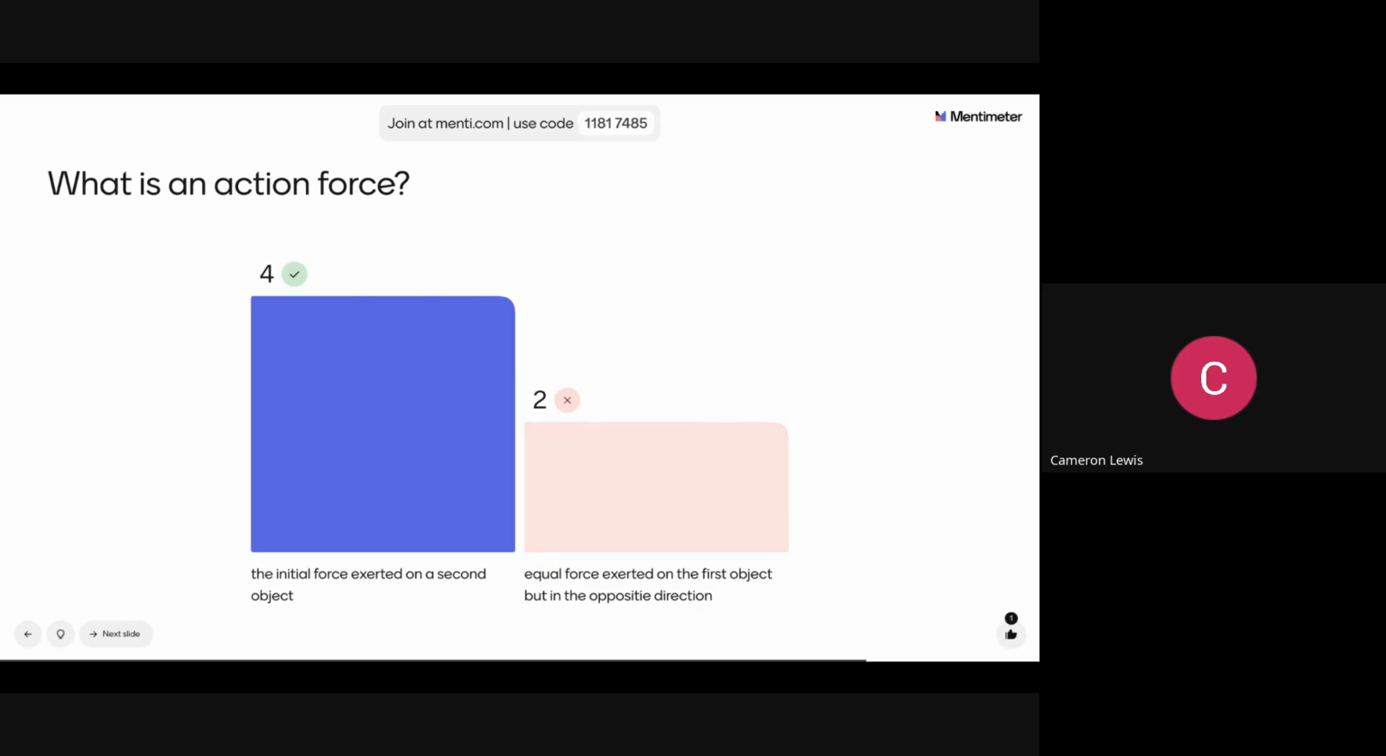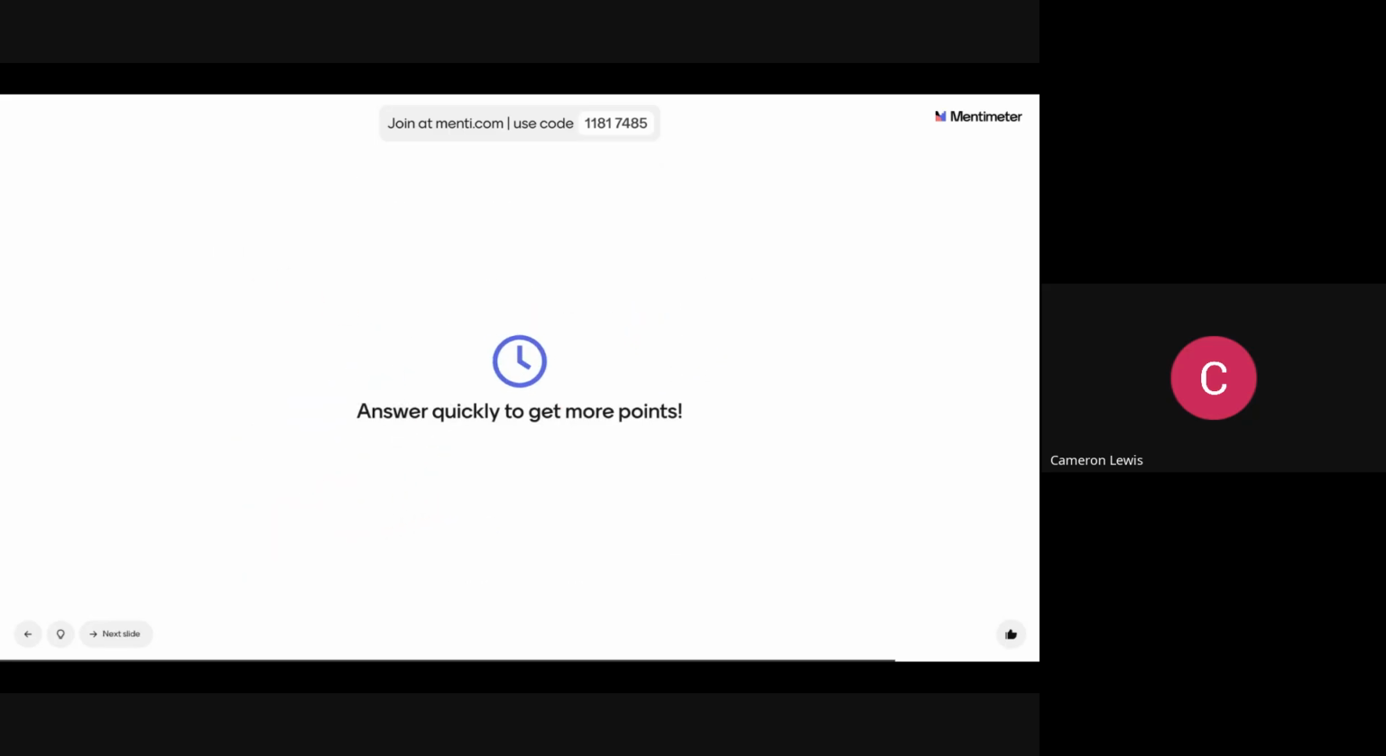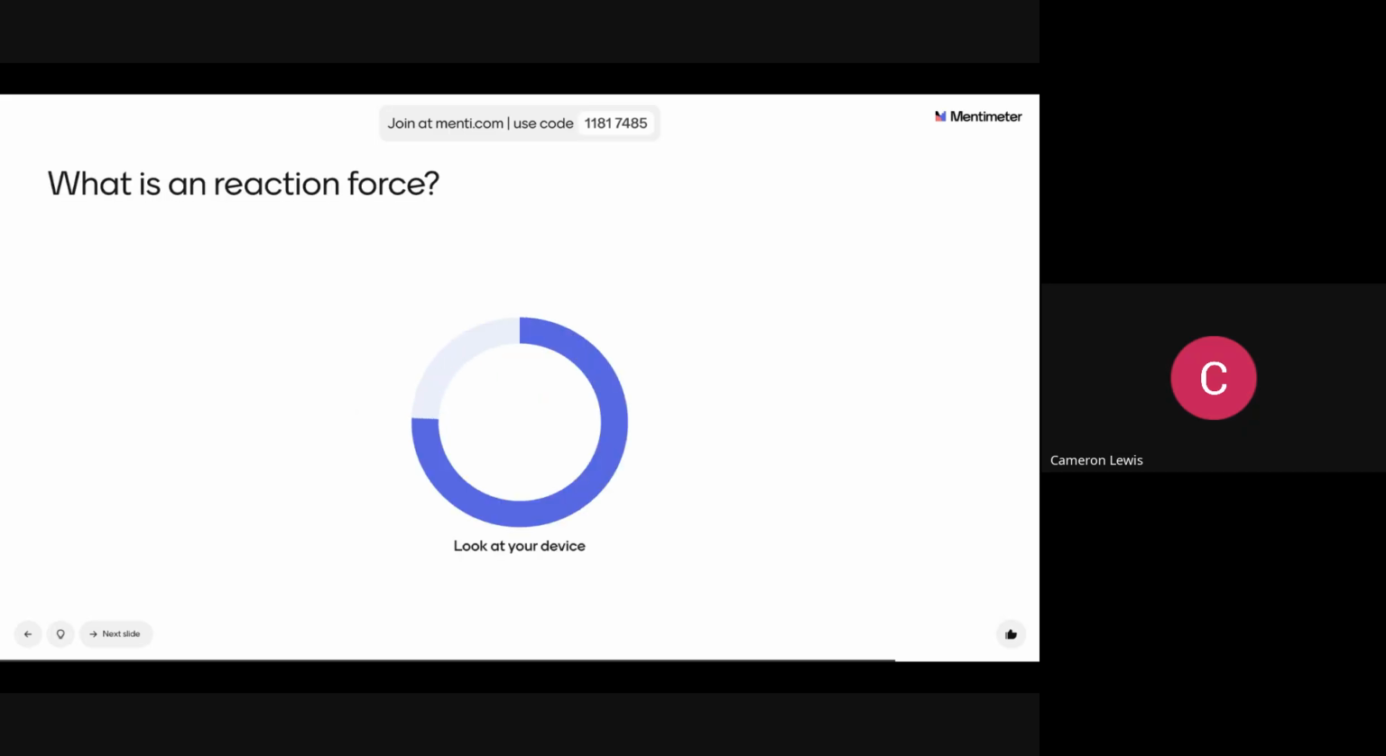So the action force is the initial force. So it's like the action verb, right? What am I doing? That's the initial thing that's being done. So we got the action.